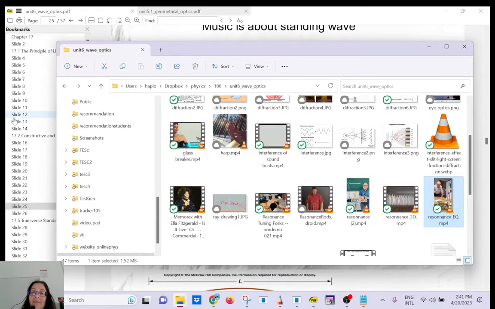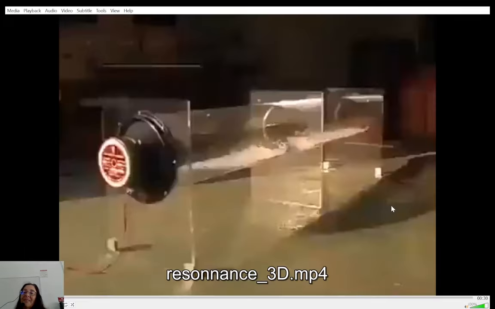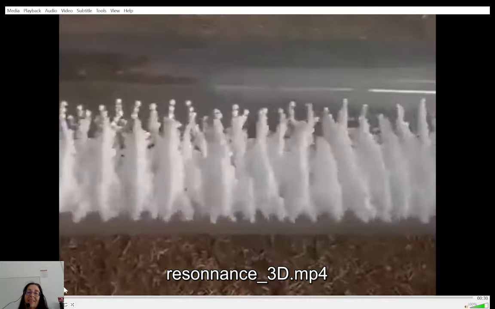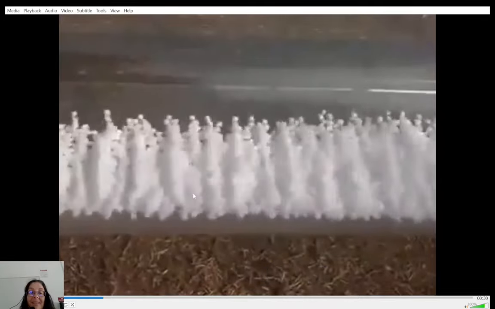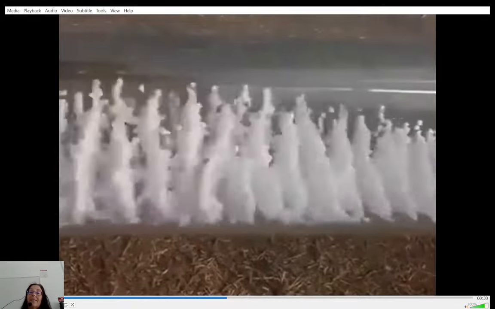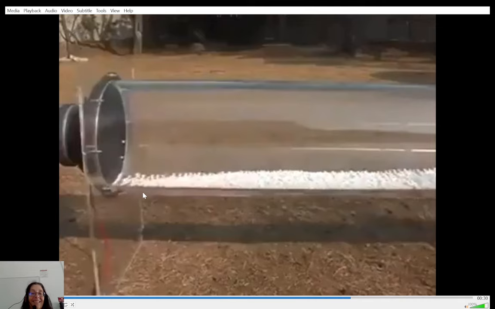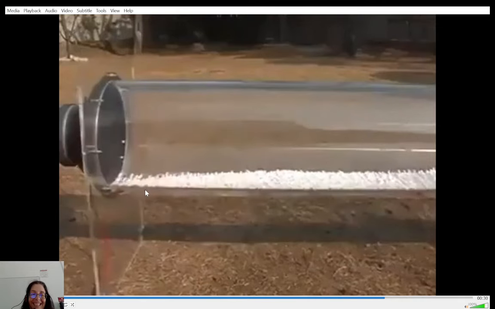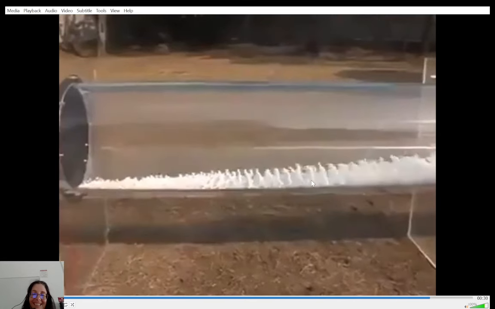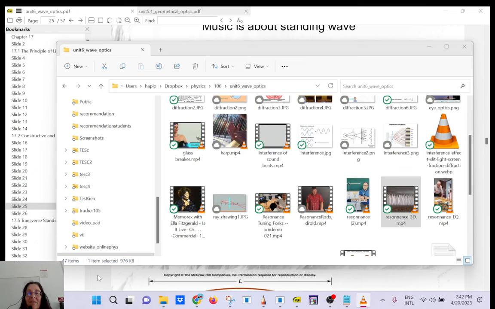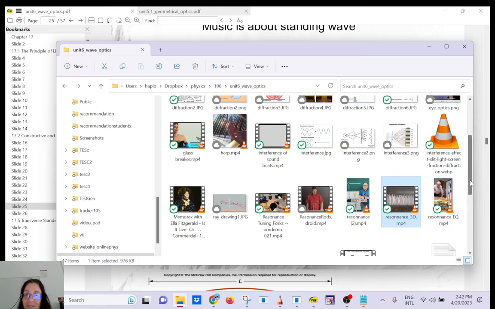So TikTok sometimes has good stuff, okay? Not only bad stuff. So here you have another tube, and that's also resonance. You see the standing wave, and they use the styrofoam. So it's a tube here, and you are making standing waves at different frequencies. Wow! Oh, yeah, a club. So you can visualize those standing waves also on TikTok.